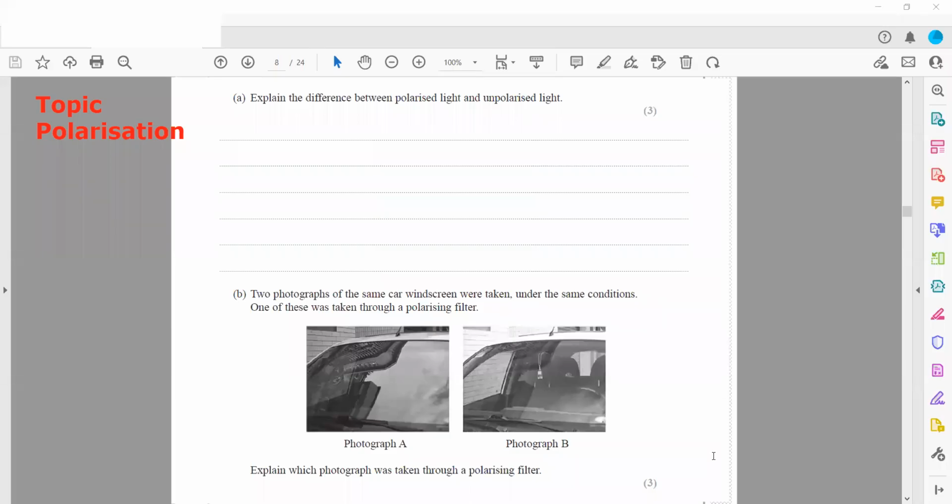This question is related to polarization of the light. Explain the difference between the polarized and unpolarized light. So what is the difference between the polarized and unpolarized light?